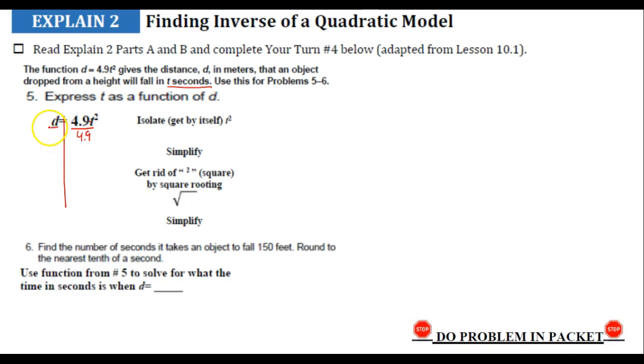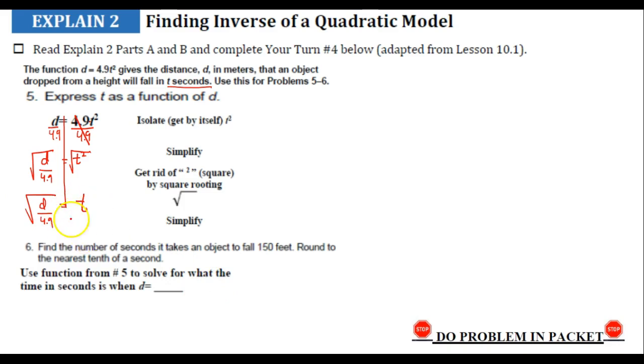First thing we're going to do is, what is the opposite of multiplying? Dividing. It's going to cancel out, and I'm left with t to the second power equals d over 4.9. Let's square root both sides, just as it says here, to get rid of the square. So I'm left with t equals the square root of d divided by 4.9.